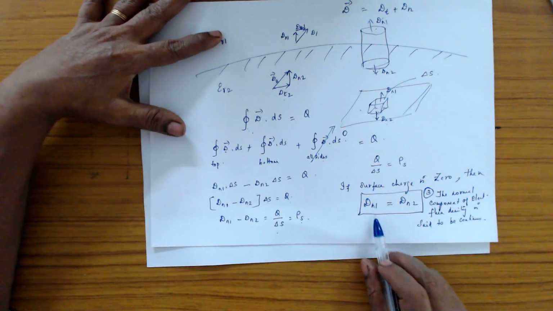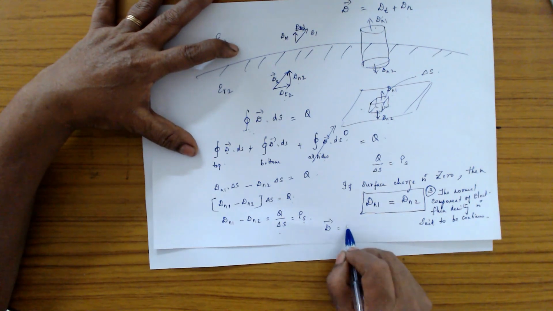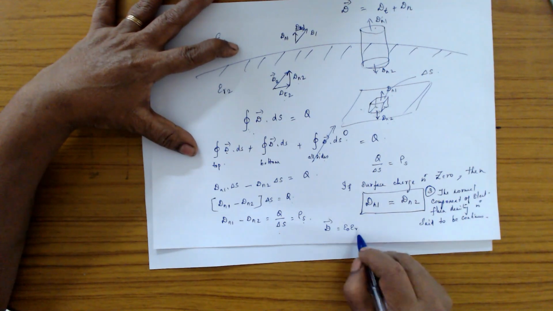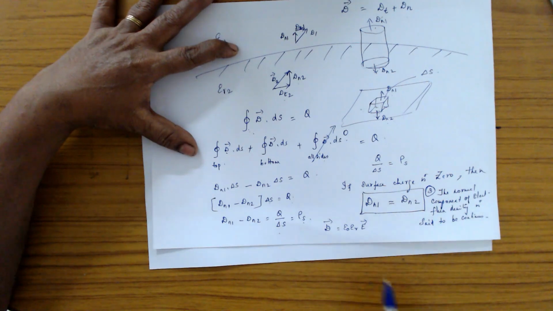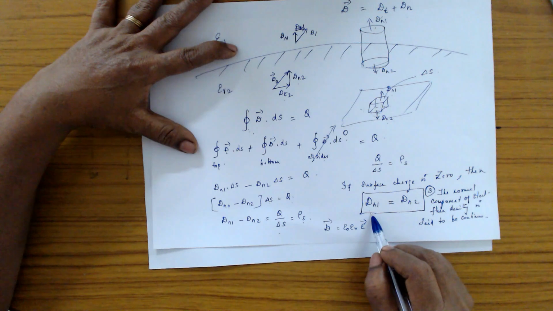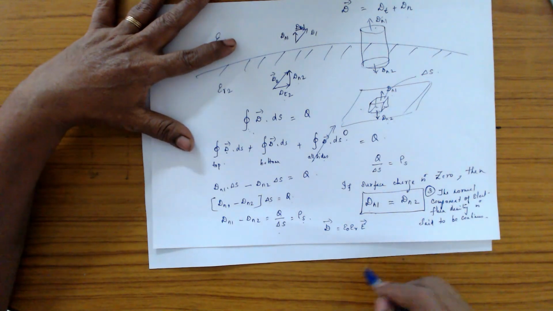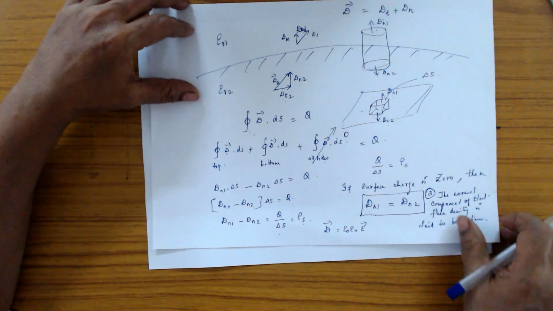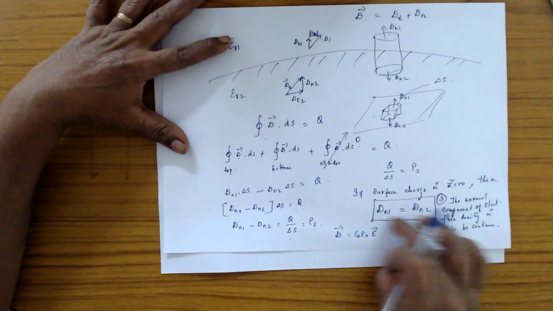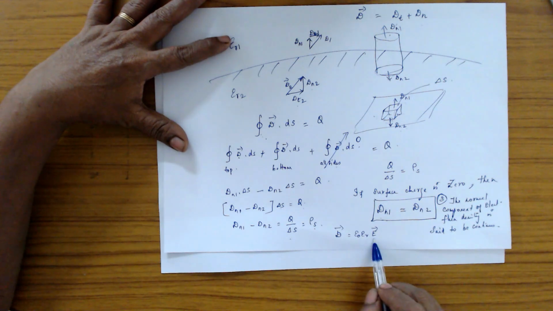So from this, as we know, what is my D vector? D vector is epsilon naught epsilon r into E vector. Now I need to substitute what Dn1 is, so that I can analyze how the normal component of the electric field vector behaves. Dn1 is equal to epsilon naught epsilon r1 into En1.